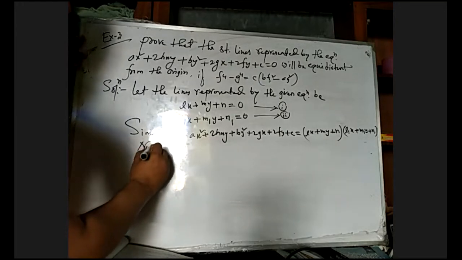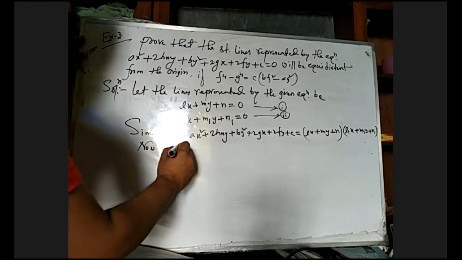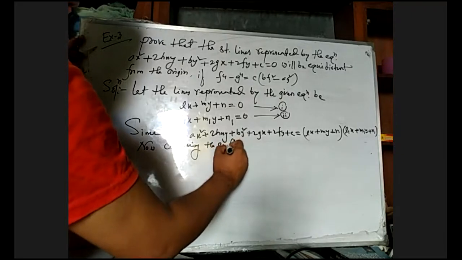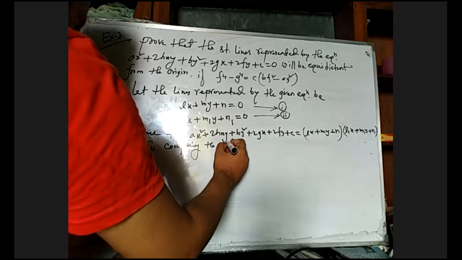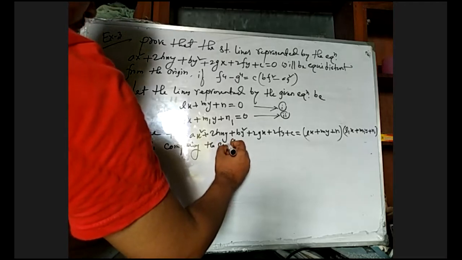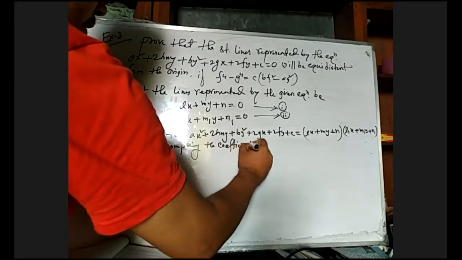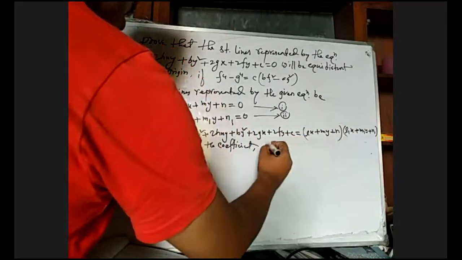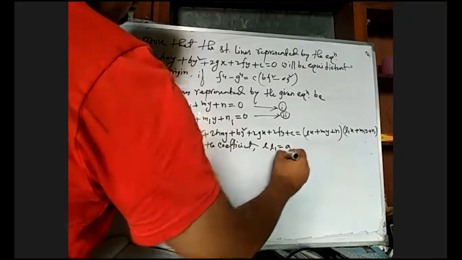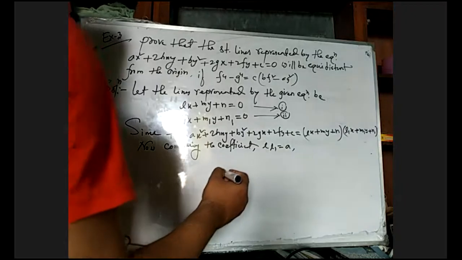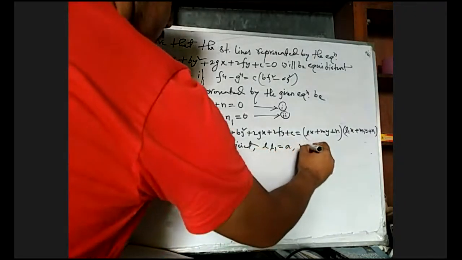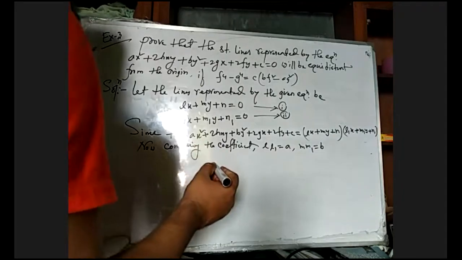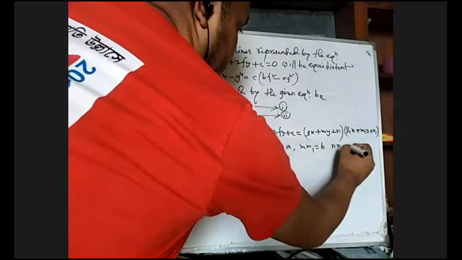Now, comparing the coefficients, we can write l l1 equals a, m m1 equals b, just after multiplication and then comparing, and n n1 equals c.